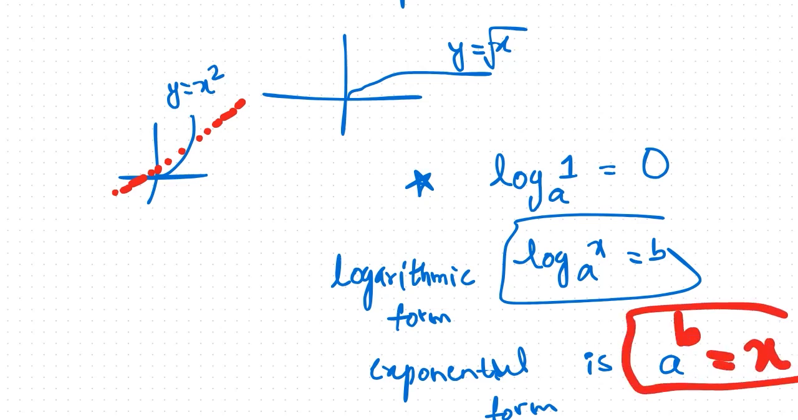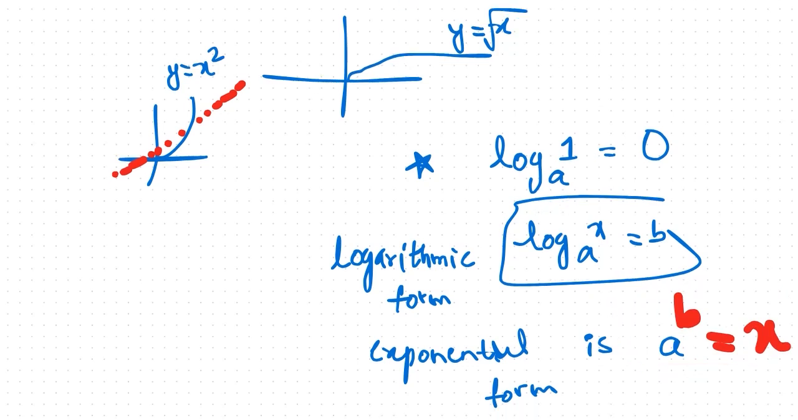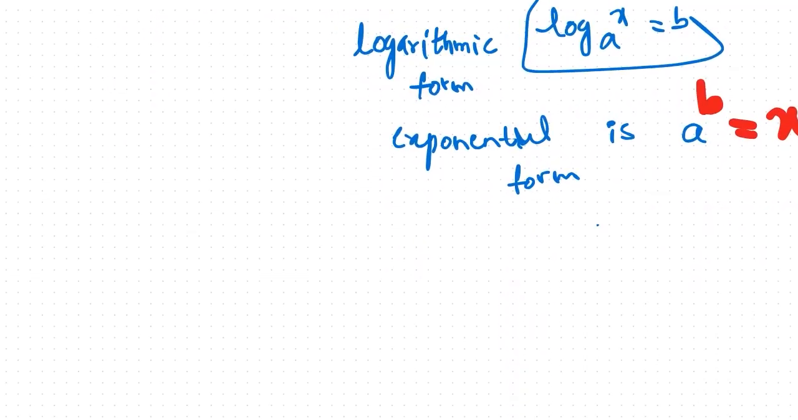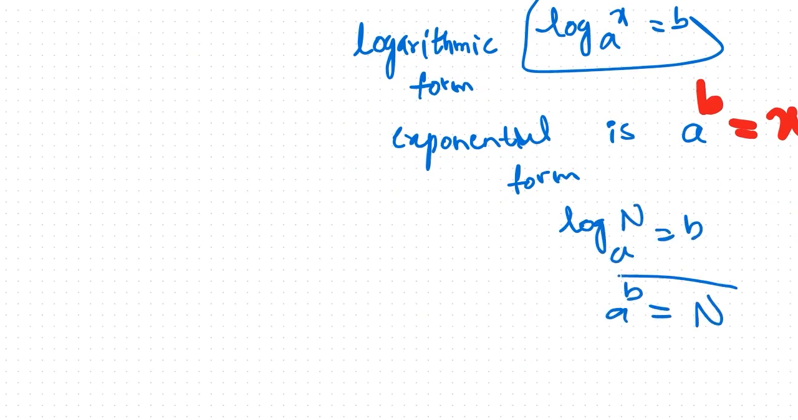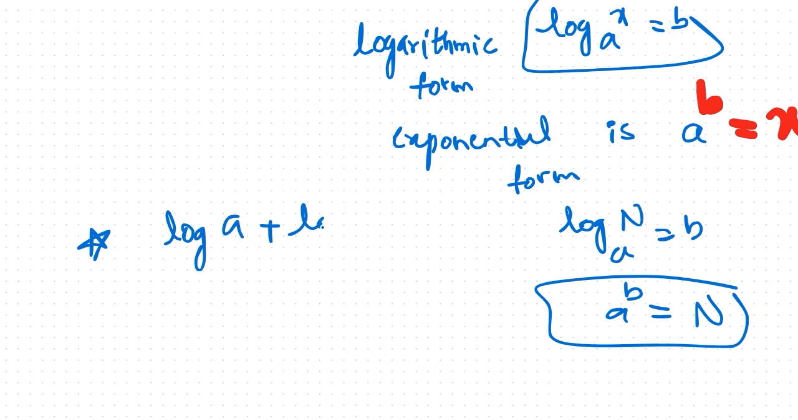Usually in the textbooks they'll say log n base a is equal to b. So a to the power b is equal to n, or n is equal to a to the power b. Same thing. Next, addition of logarithms: log a plus log b equals log of a times b. One thing we need to be careful about is the same base.